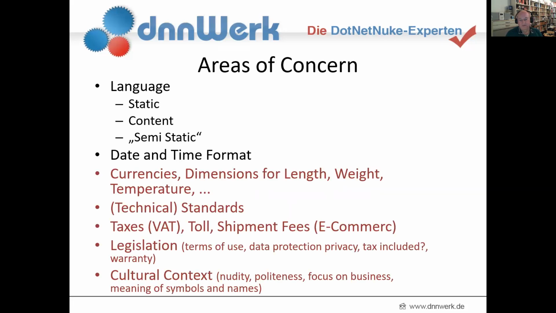So what are the areas of concern? Of course, the main area is language, and DNN has separated this, by technical nature, into static content and semi-static, what I call. To be clear, static content is something like captions, like anything you can distribute with a software. For a content management system, of course, it's important for the end users to have the content being localized, available in the users' languages.